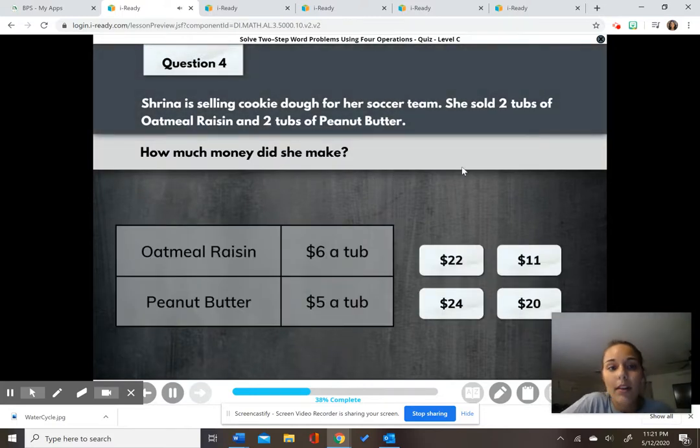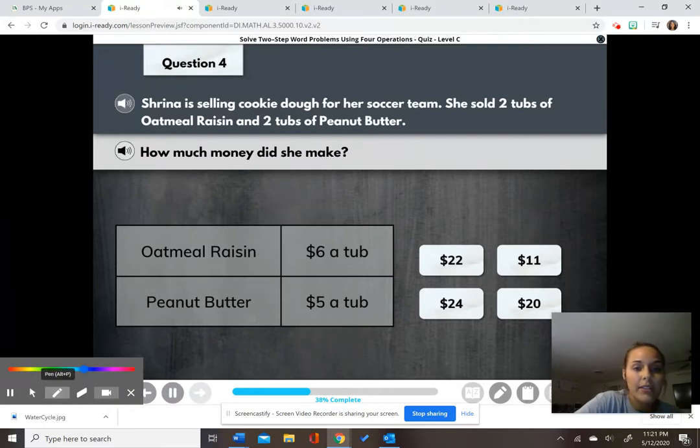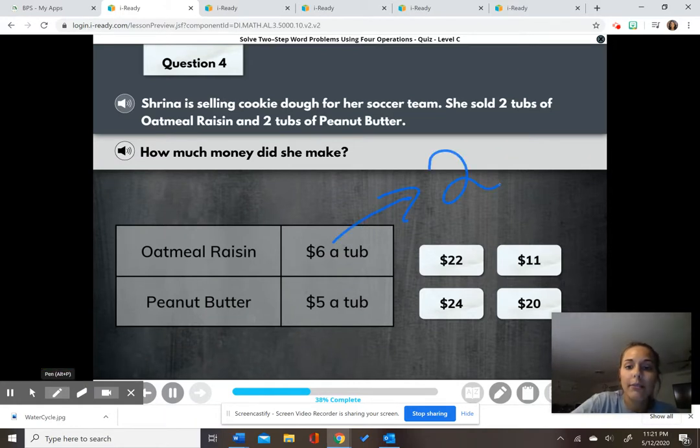Question 4, she's selling cookie dough. She sold 2 tubs of oatmeal raisin and 2 tubs of peanut butter. So you'll have to leave them separate because their prices are different. So she sold 2 of these. So 6 times 2 is whatever number. And then she also sold 2 of these, times 2. Whoops.